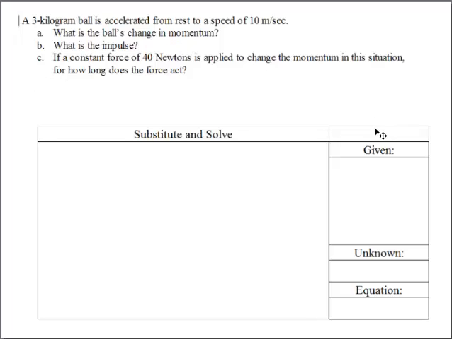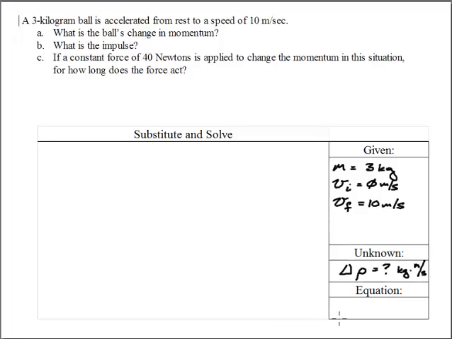What is the ball's change in momentum? We know a couple things right off the top. We know that mass is 3 kilograms. We know that velocity initial is 0 meters per second because it's at rest. We know that velocity final equals 10 meters per second. And we are asked to figure out its change in momentum, or change in rho, and the units are kilograms times meters per second.